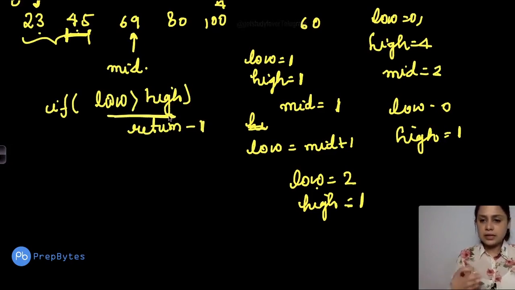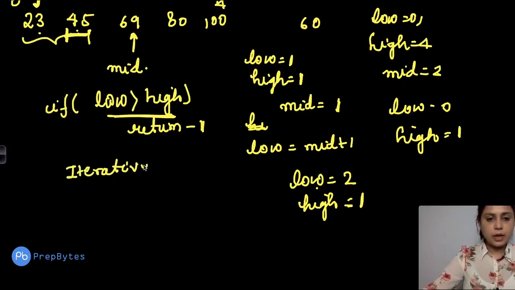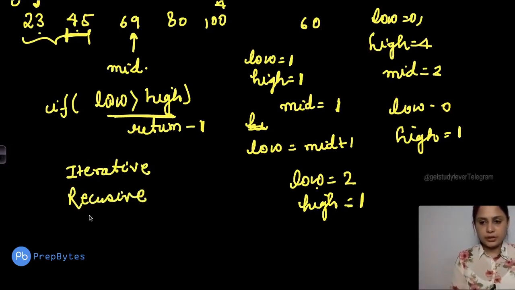So we have seen the steps and we have seen my base condition, or till when I am going to apply my logic, or till when I'm going to keep on searching the array. The steps that we have seen have two implementations: one is iterative and the other one is recursive. Let's go ahead and see both the implementations.